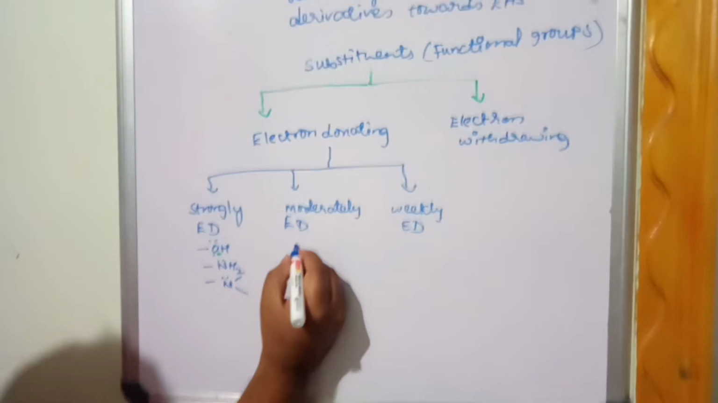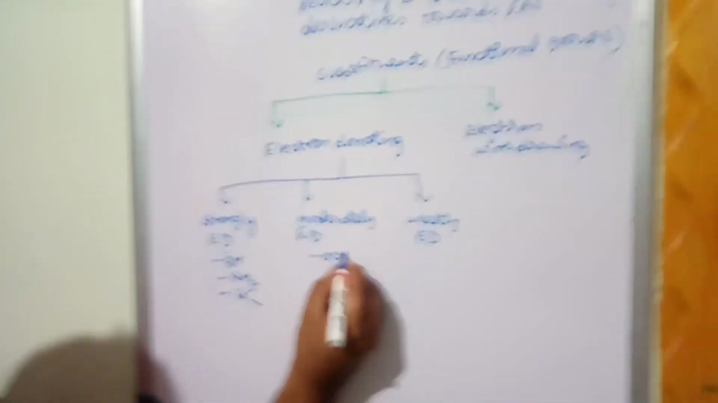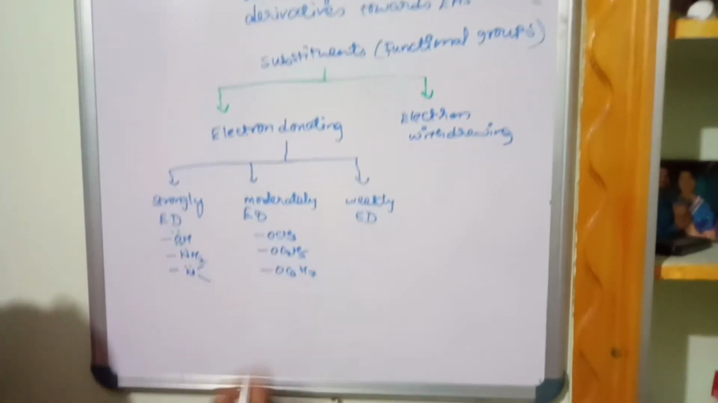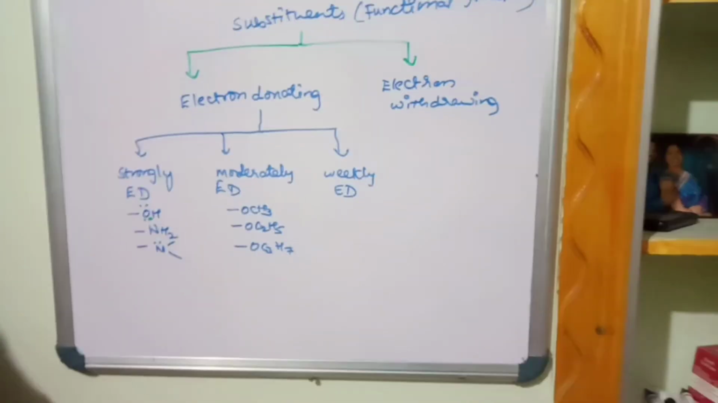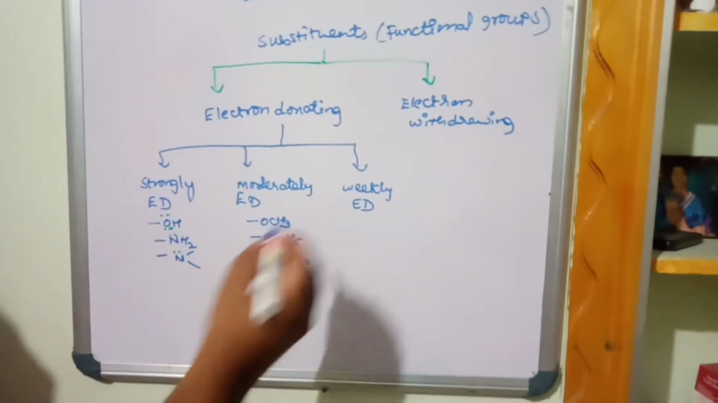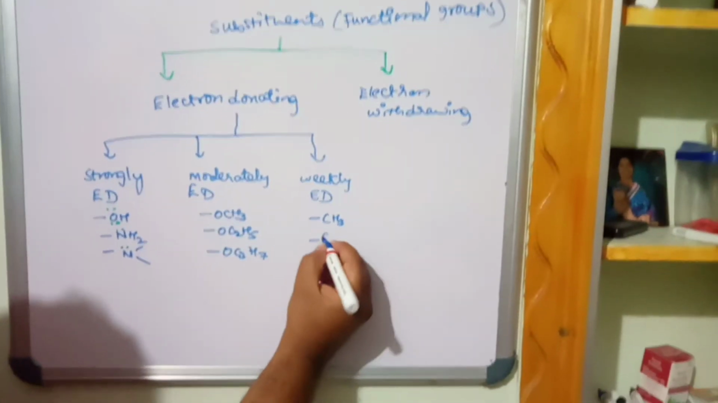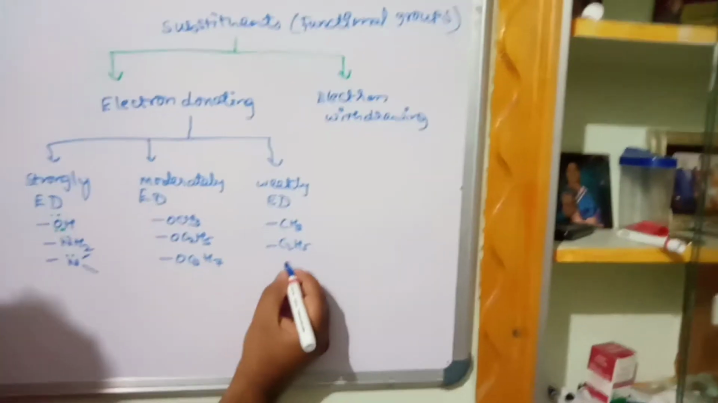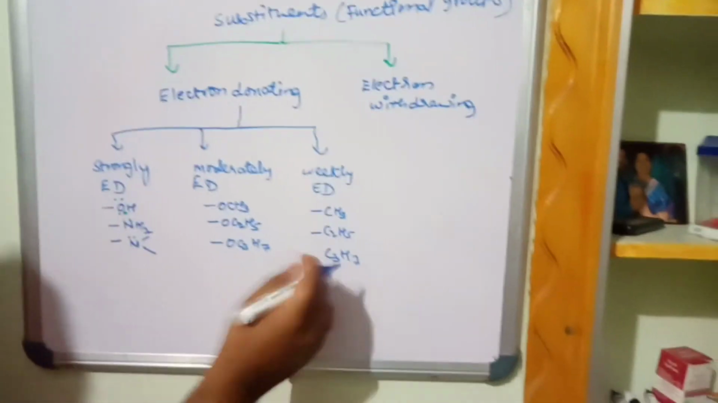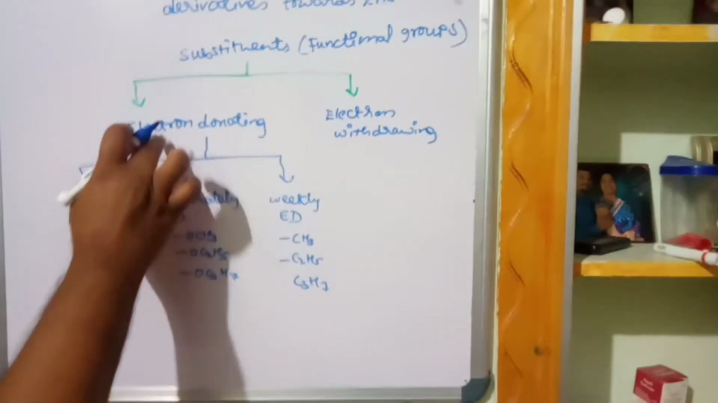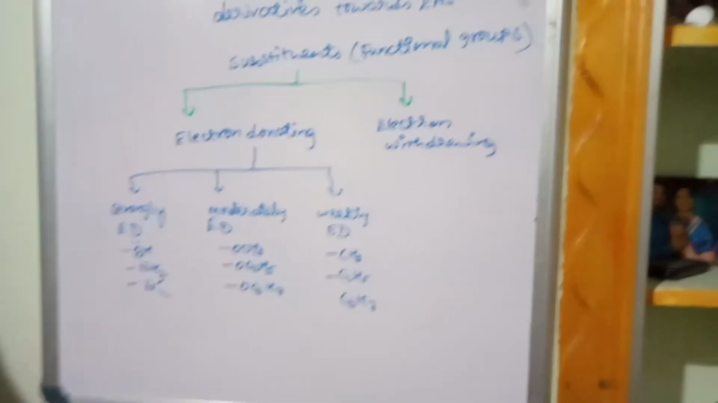The alkoxy groups, methoxy group, ethoxy group, propoxy group, etc., are the moderately electron donating groups. Now what are weakly electron donating groups? You know that methyl, ethyl, propyl, etc., all come under the category of substituents called electron donating groups.